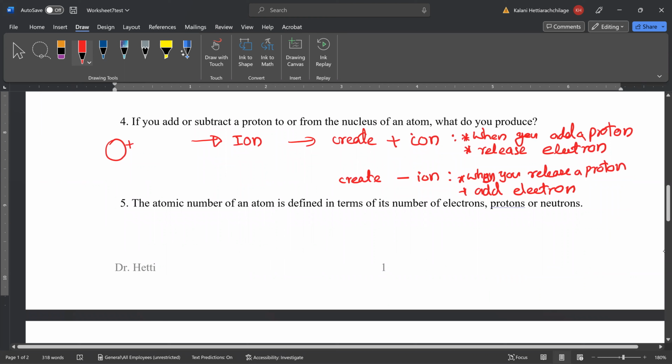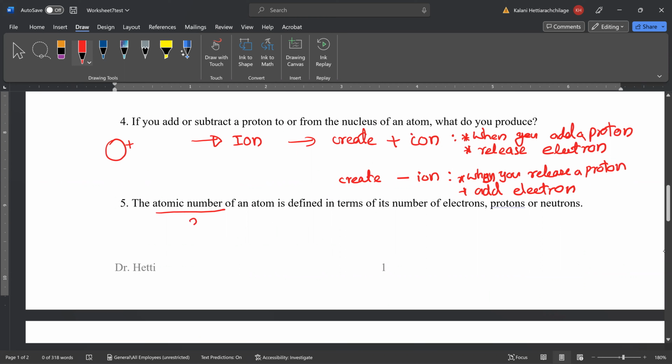Okay, number 5, the atomic number of an atom is defined in terms of electrons, protons, and neutrons. I clearly discuss this. For atomic number, we use the symbol Z. That will be the number of protons. Since it's an atom, that also equals the number of electrons, because in an atom, the number of electrons and protons are equal to each other.